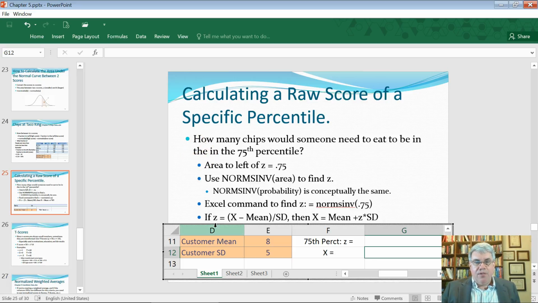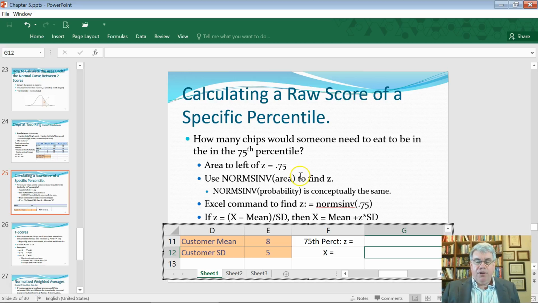To figure this out, we have to figure out, first of all, what z value has an area to the left of it that equals 75%. And then, once we figure out that z, we're going to convert that back to a raw score with the information that we have about the mean and the standard deviation. So first of all, we want to find the z with an area to the left of it equal to 75%.